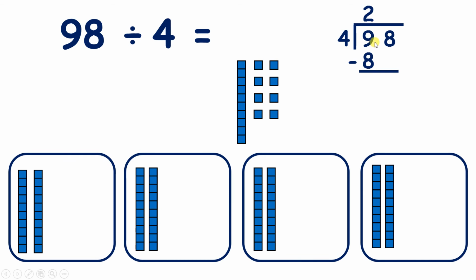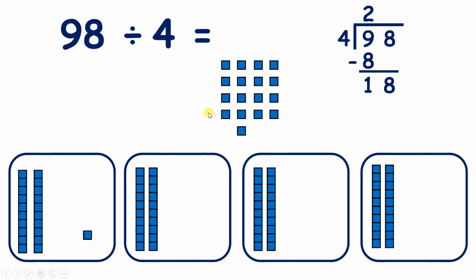But now, if we started with 9 tens and we shared out 8, we have 1 10 left over. So what are we going to do with this 10? Well, to be able to share out this remaining 10, we need to break it up into 10 units. So we need to exchange our 10 for 10 units. So now, if we bring down our 8 units, we make the number 18. And that tells us that we now have 18 units to share out.